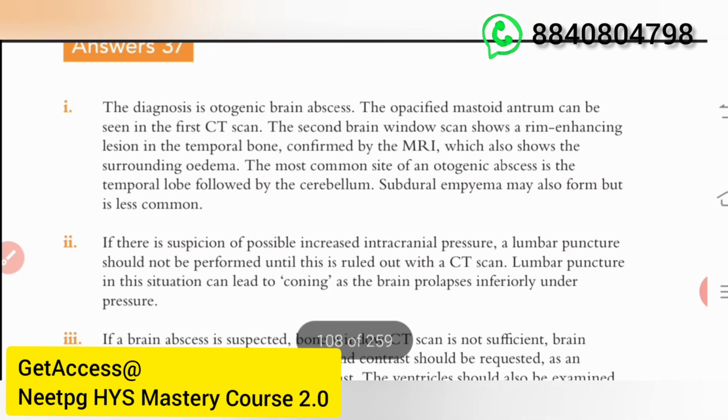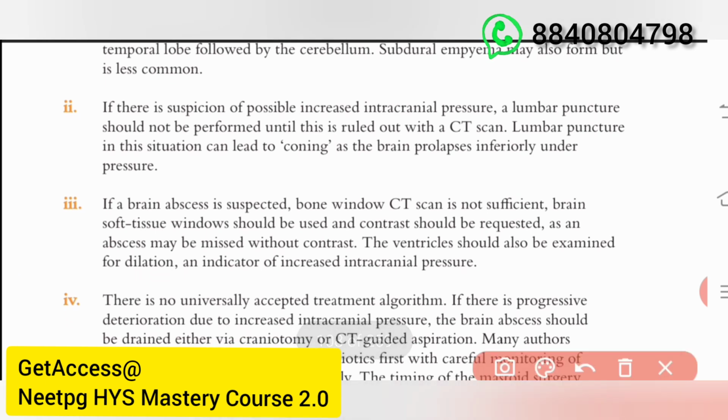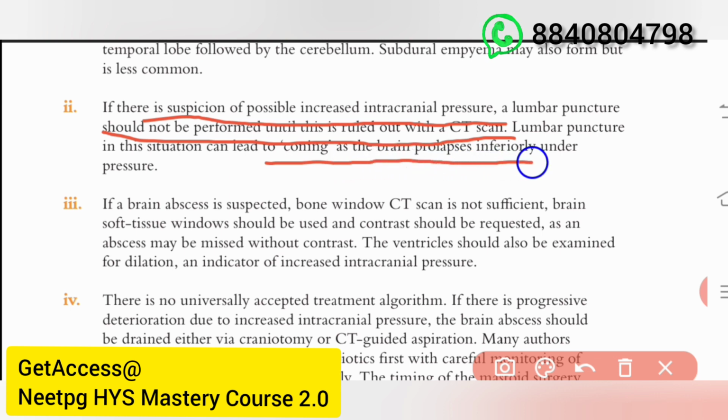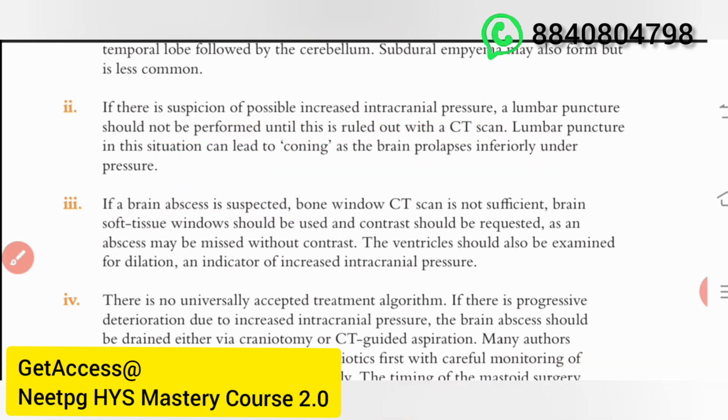The answer is that lumbar puncture is usually not indicated and should not be performed until a raised intracranial pressure is ruled out with a CT scan. If there is suspicion of possible intracranial pressure increase, the lumbar puncture might cause damage by causing herniation. So lumbar puncture in this condition can lead to coning of the brain and prolapse of it inferiorly under pressure. So the management differs in these cases.